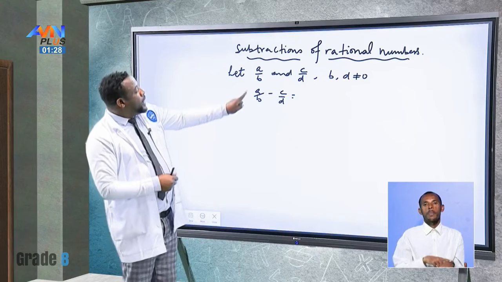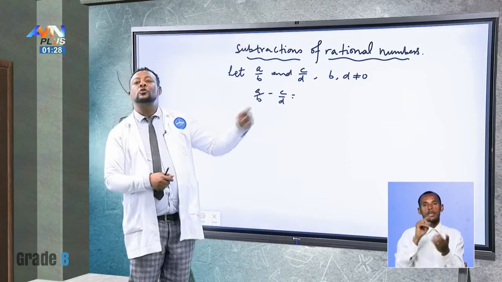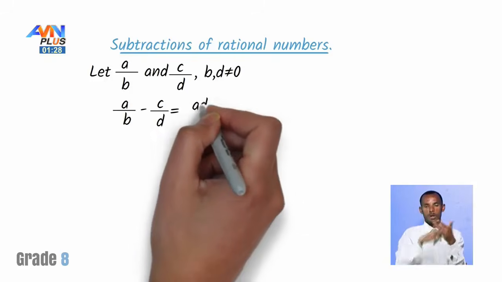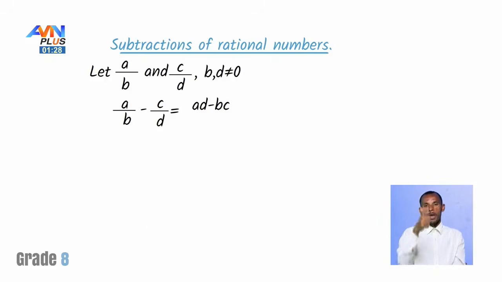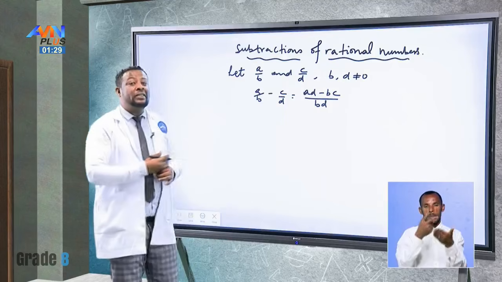So if you are asked to calculate the difference between these two rational numbers using cross product, you multiply A with D, it becomes AD minus B with C, it becomes BC, over B times D. This will be the result.